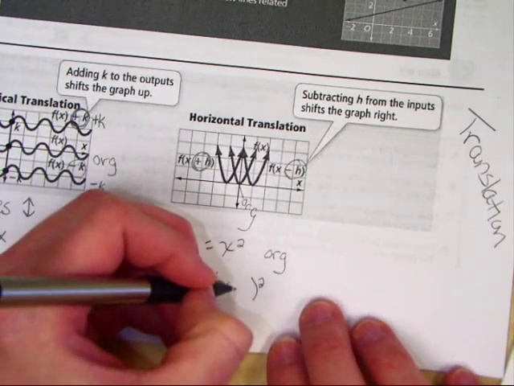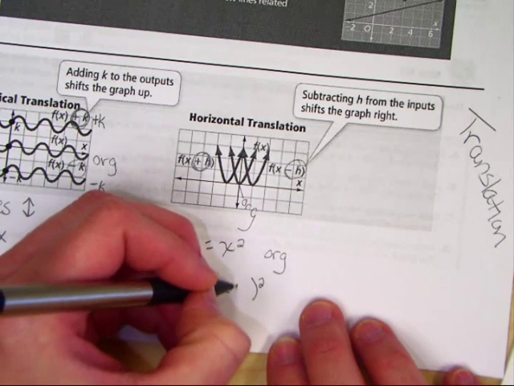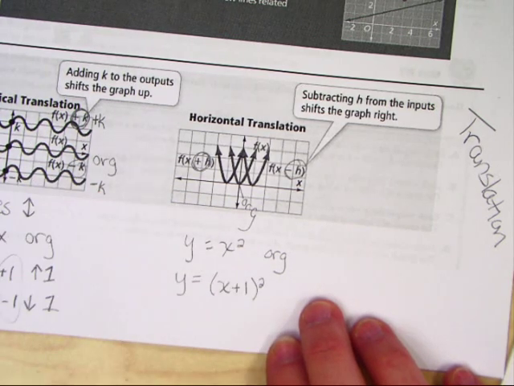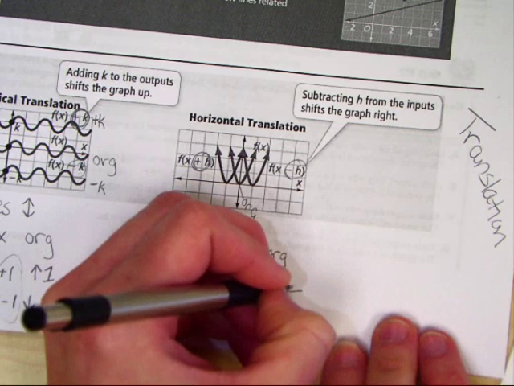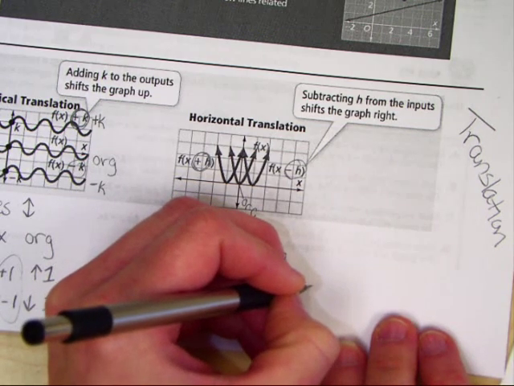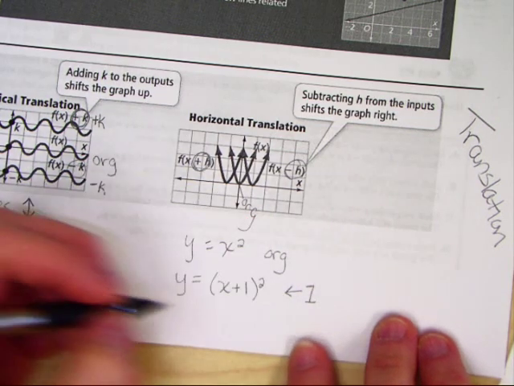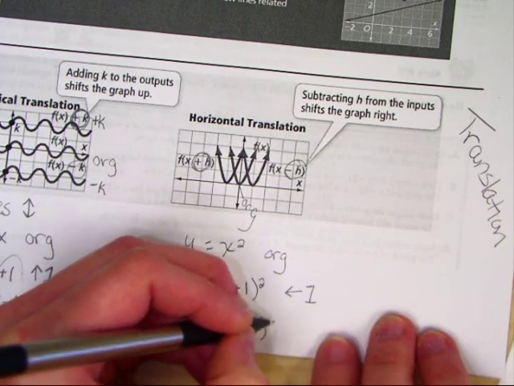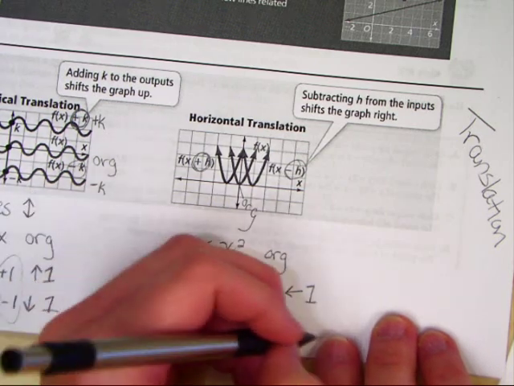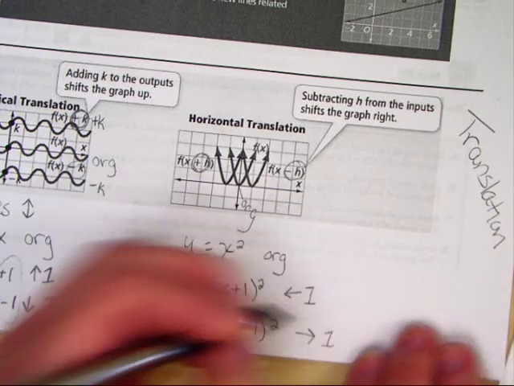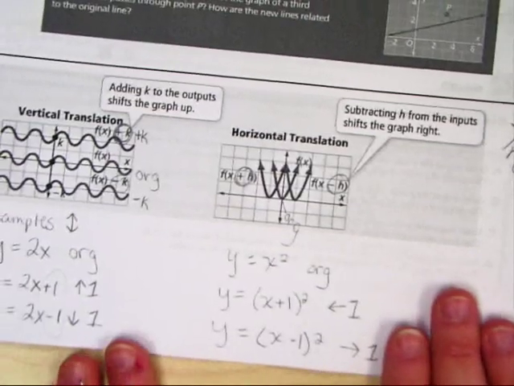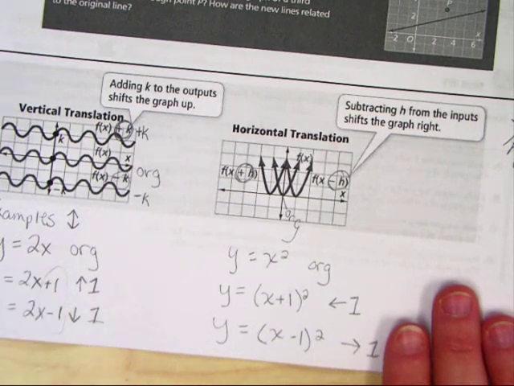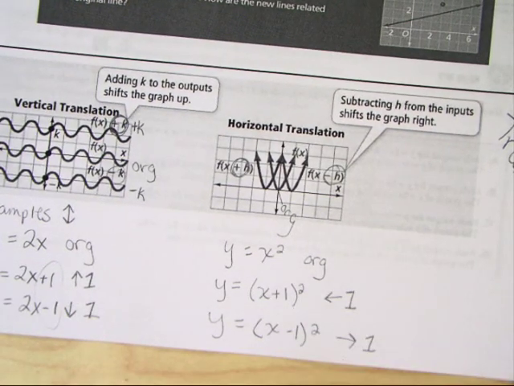To move it to the left, and this is going to sound weird to you, but to move it to the left, you would actually have to add a value. In this case, this would be moved to the left 1 unit. Now, if you had y equals the quantity x minus 1 quantity squared, that would move it to the right 1 unit. So now you have some examples about what it looks like when it's moved up and down and what it looks like when it's moved left and right.